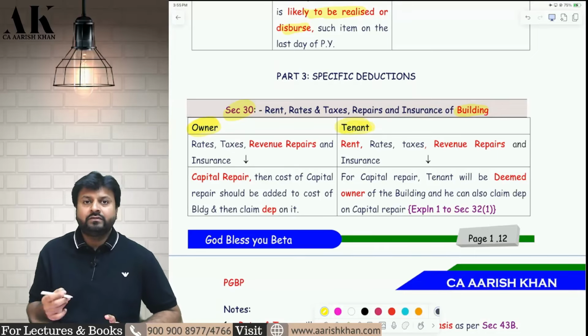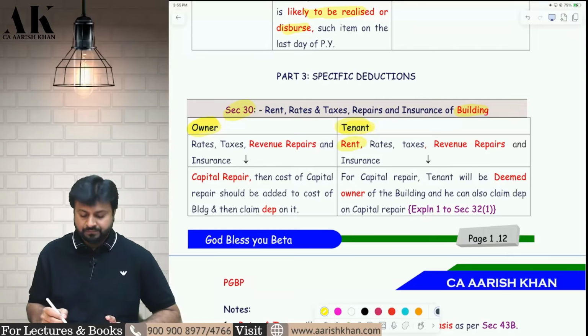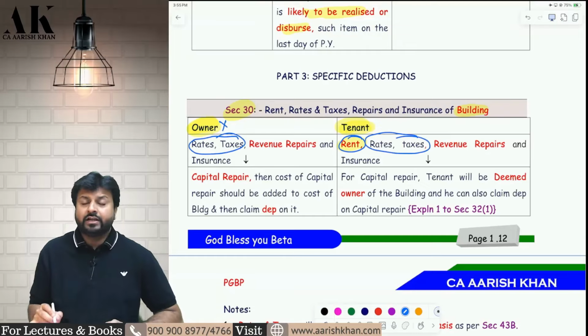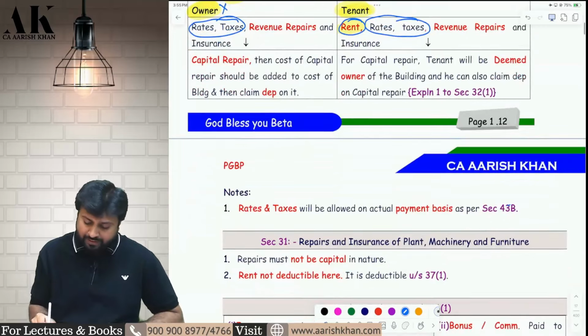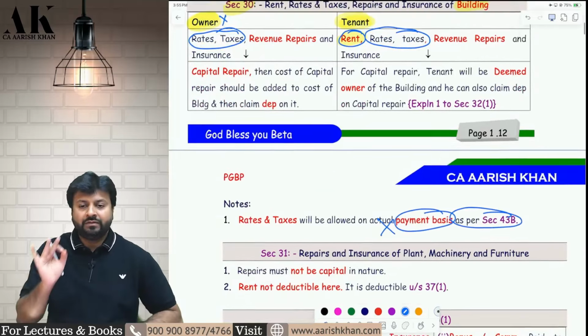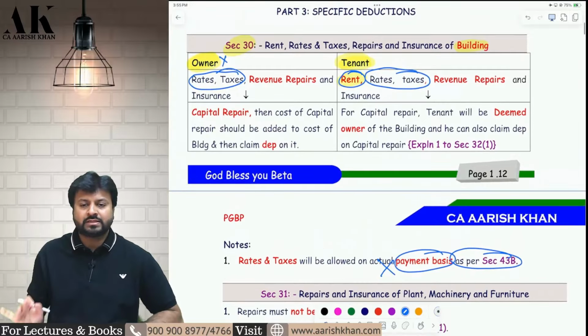But if you are the tenant of the building and you are using that building for business and profession, then you can get rent also. So the tenant will get rent, the owner will not get rent. Rates and taxes, whomsoever will pay will get the deduction, but rates and taxes will be allowed on payment basis as per 43B. It will not be allowed on accrual basis. Be very careful with that. It will be allowed only on payment basis, not on accrual basis.